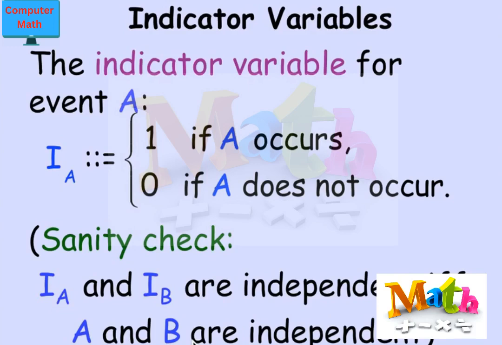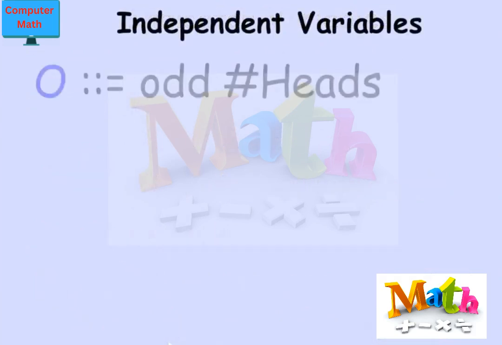So this would be a moment to stop and verify that using the two definitions of independence, the definition of what it means for I_A and I_B to be independent as random variables, and comparing that to the definition of what it means for A and B to be independent as events, they match.